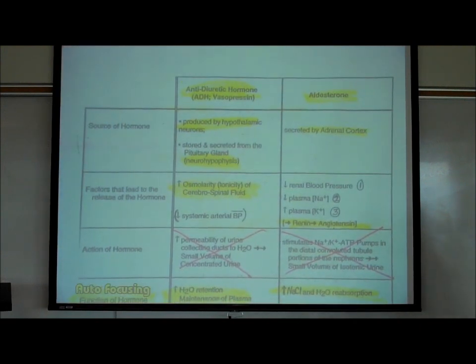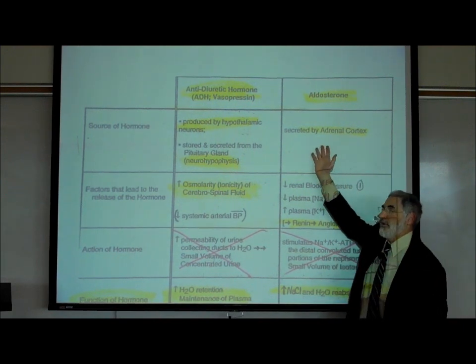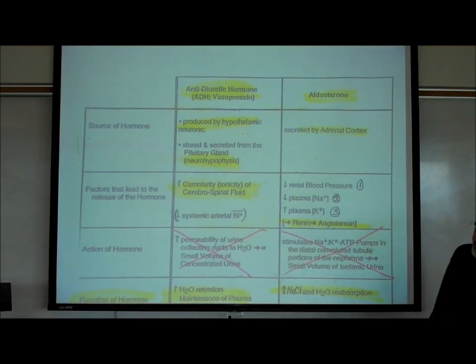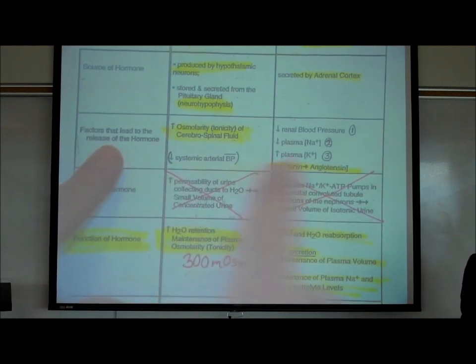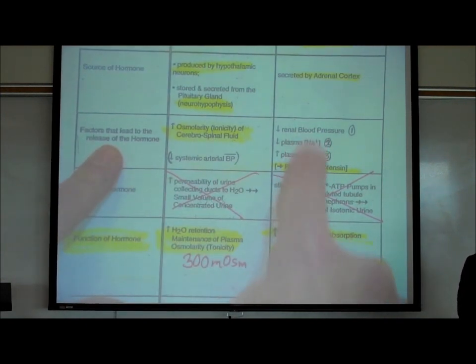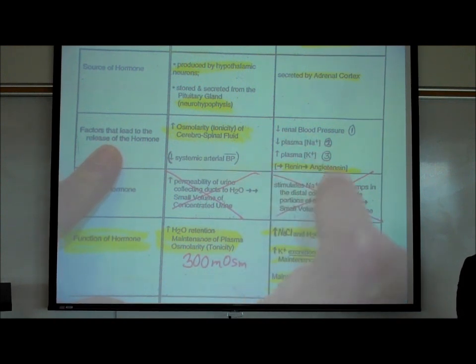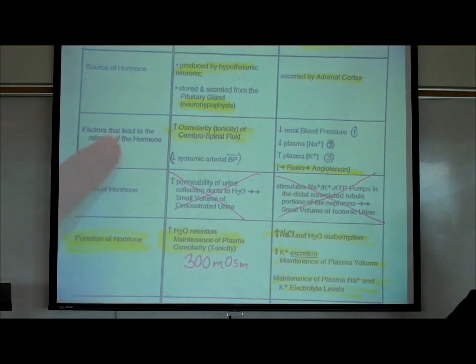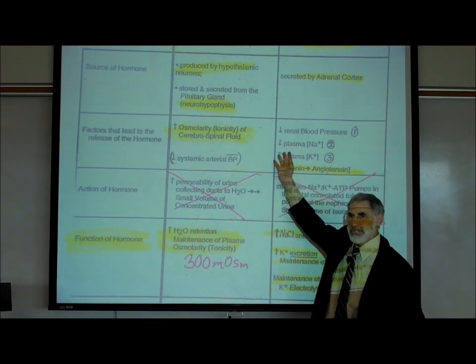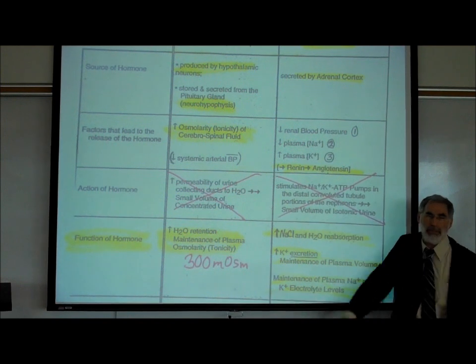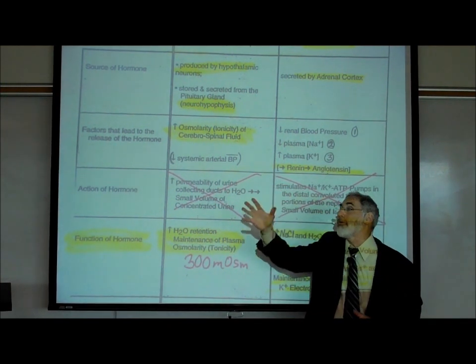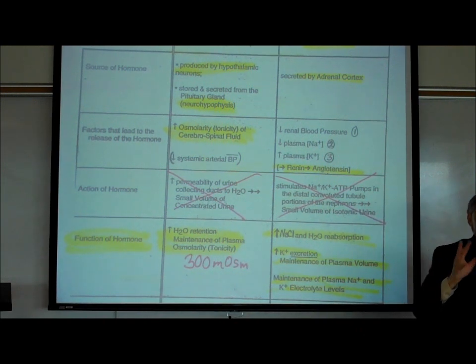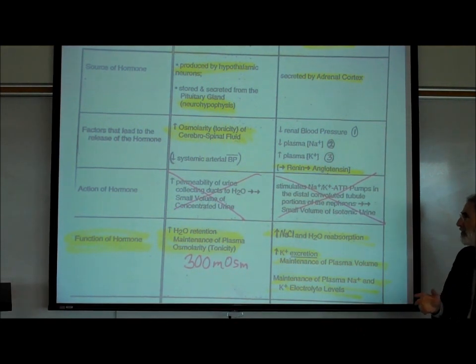All right, so aldosterone is a steroid hormone secreted by the adrenal cortex. As far as the factors that lead to its release, there are three things that ultimately trigger the release of aldosterone, leading to this renin-angiotensin-aldosterone reflex. The three things were a drop in blood pressure to the kidneys, a lowering of the plasma sodium levels, and a rise in the plasma potassium levels. Any one of these three will trigger this reflex.